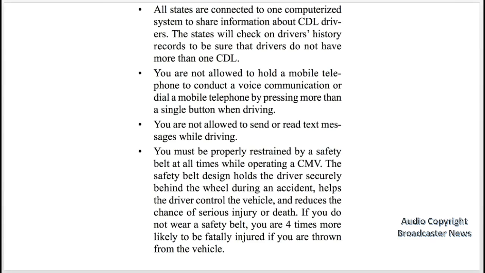You are not allowed to hold a mobile telephone to conduct voice communications or dial a mobile telephone by pressing more than a single button while driving. You are not allowed to send or read text messages while driving. You must be properly restrained by a safety belt at all times while operating a commercial vehicle. The safety belt holds the driver securely behind the wheel during an accident, helps the driver control the vehicle, and reduces the chances of serious injury or death. If you do not wear a safety belt, you are 4 times more likely to be fatally injured if you are thrown from the vehicle.